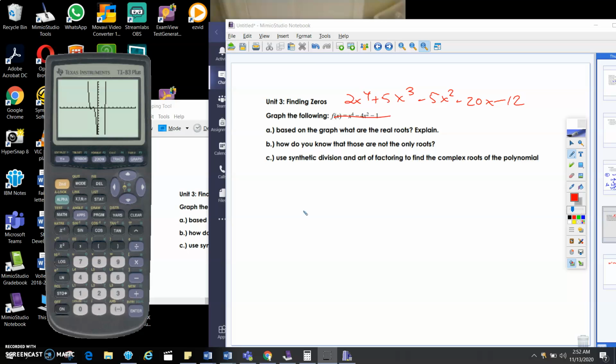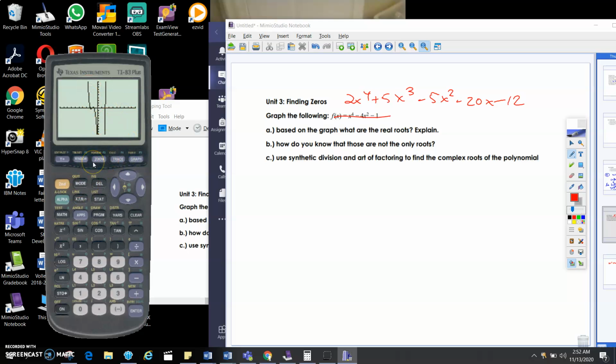So really quick, first of all, I want you to change that equation to this. That one just doesn't work out pretty well. It's kind of ugly. So based on the graph, what are the real roots? Okay, so if I graph this mess, I go into my calculator, I hit y equals, and I type this mess in, and then I hit graph. This is what it's going to pull up.